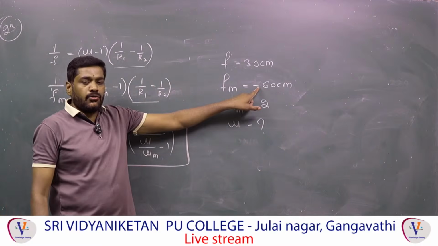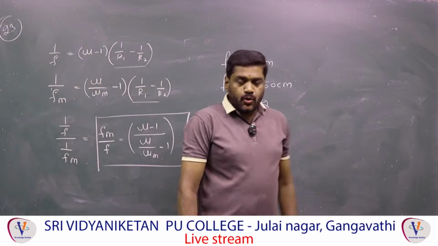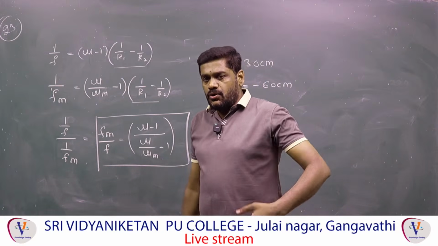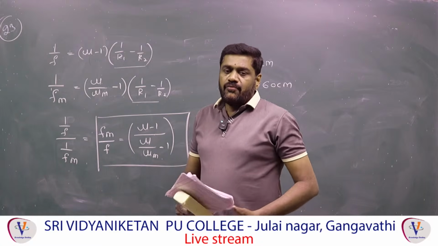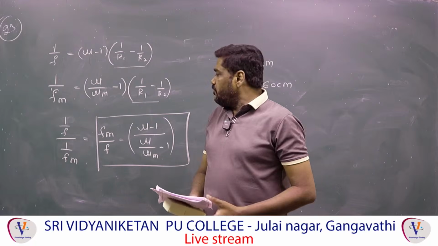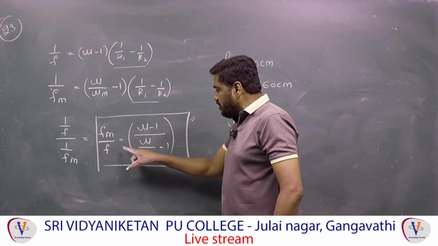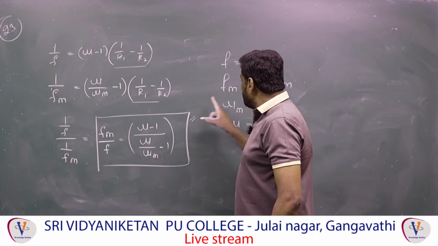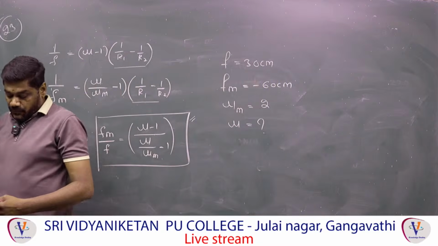You may ask why you have to take the negative, because they said clearly it behaves as a diverging lens. A convex lens is called a converging lens, and a concave lens is called a diverging lens. For a concave lens or concave mirror the focal length is always negative, and for a convex lens and a convex mirror the focal length is always positive. So use this formula, everything is given: Fm, f, and mu m. Just calculate mu, and don't forget to substitute Fm is equal to minus 60. That is the reason I told you. Okay, therefore next.